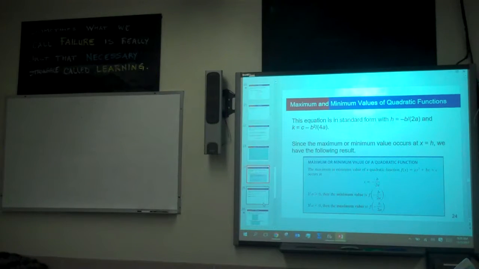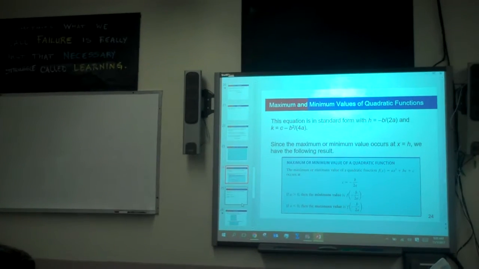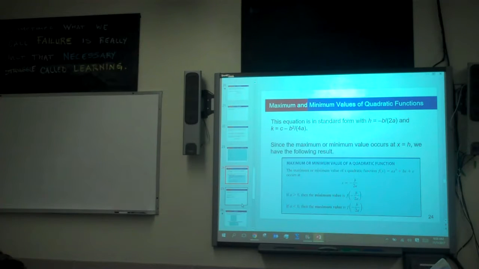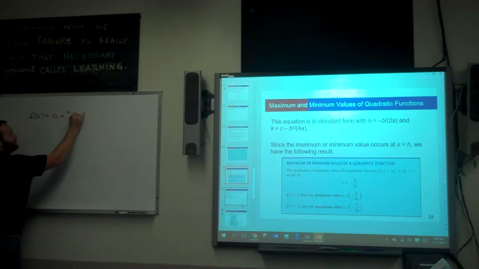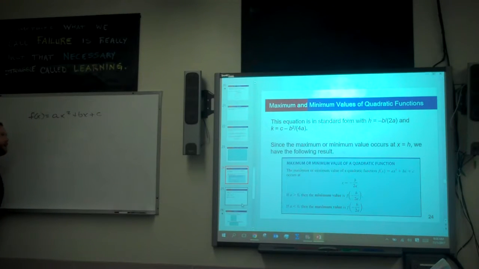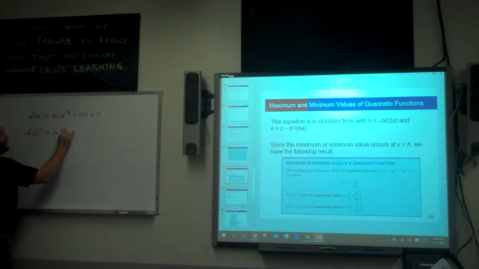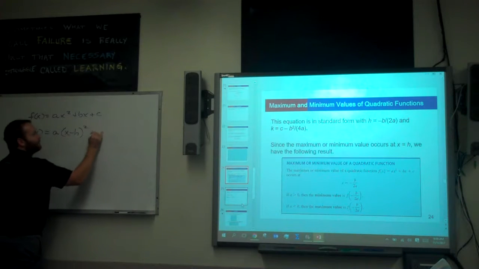All right, we're going to pick up where we left off yesterday, talking about quadratic functions, transforming them into vertex form. Yesterday we said, if I start with something like f of x equals ax squared plus bx plus c, we should be able to complete the square, and by completing the square, it generates this function here: a times (x minus h) squared plus k.